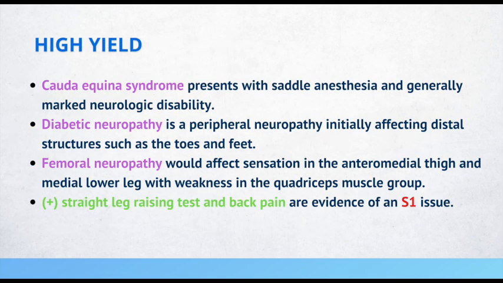Cauda equina syndrome presents with saddle anesthesia and generally marked neurologic disability. Diabetic neuropathy is a peripheral neuropathy initially affecting distal structures such as the toes and feet. Femoral neuropathy would affect sensation in the anterior medial thigh and medial lower leg with weakness in the quadriceps muscle group. If a patient has a positive straight leg raising test and back pain, this is evidence of an S1 issue.